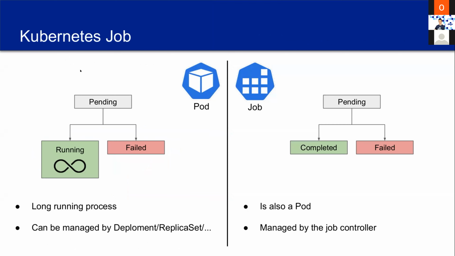What's a job? So in Kubernetes, you have a classical pod with different states, pending, running, failed. And those are defined to be long-running process. So it's a web server or something like that, managed by deployment or replica set. A job, on the other side, is something that will finish at one donated time. So for example, you're doing some asynchronous image resizing or something like that. And it's managed by the job controller.